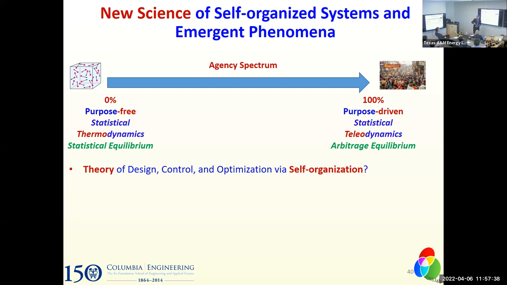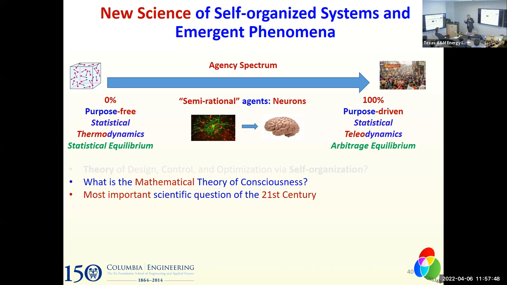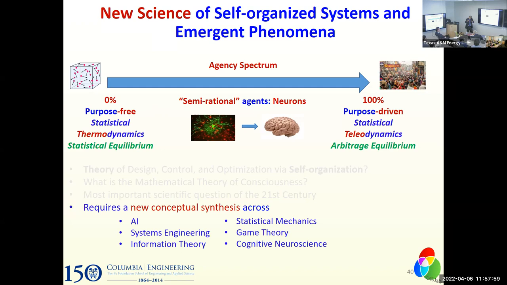This is an entirely different way of thinking over it. So that's basically what I'm after here. And related to that is this question: what is the mathematical theory of consciousness? To me, this is the most important scientific question of the 21st century. It would actually require synthesis, bringing in ideas from all these things.